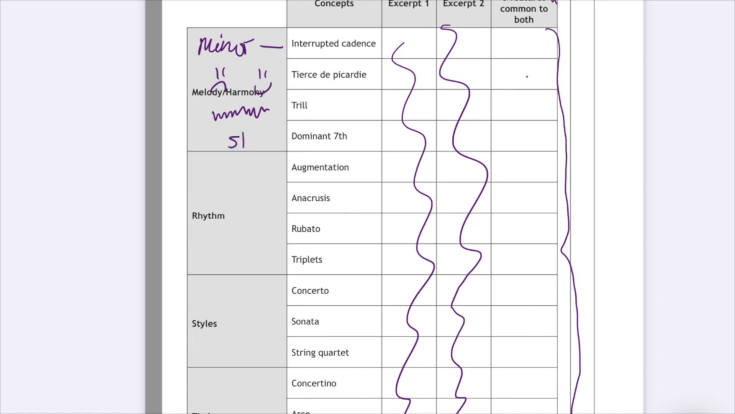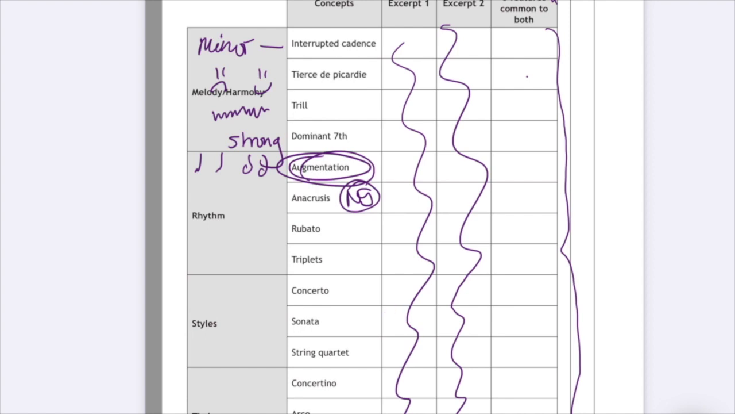I would love to be able to draw a little muscle, but as you can tell, my Apple Pencil skills are limited. Augmentation, that's come up again. That's one for us to keep thinking about. It's when all the notes are doubled, so it sounds like it's slowing down. Anacrusis, one that we often forget, but does go all the way back to National 5, is when it starts before the first beat of the bar.